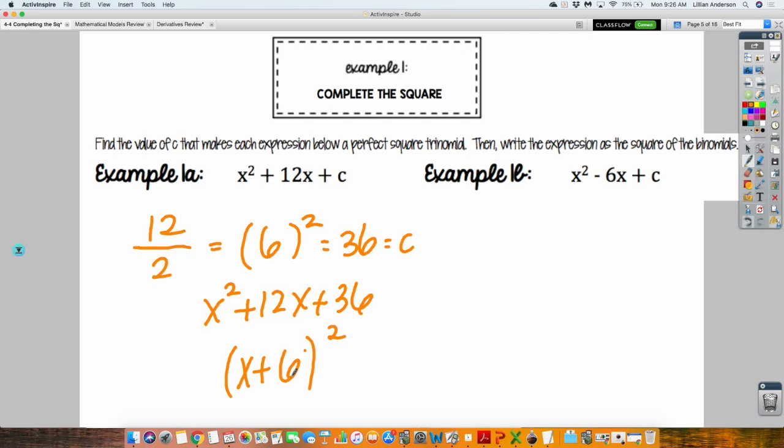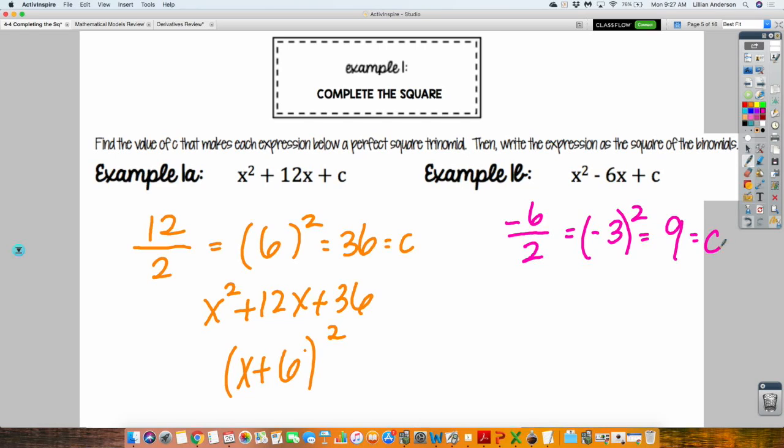Let's look at the next one. What's b? -6. Sorry, I should have asked. Is it in the form of x squared plus bx? Yes. B is what? -6. So I have to do what to -6? Divide by 2. What's -6 divided by 2? -3. Then what do I do to -3? Square it. What's -3 squared? 9. And that is the value of c.